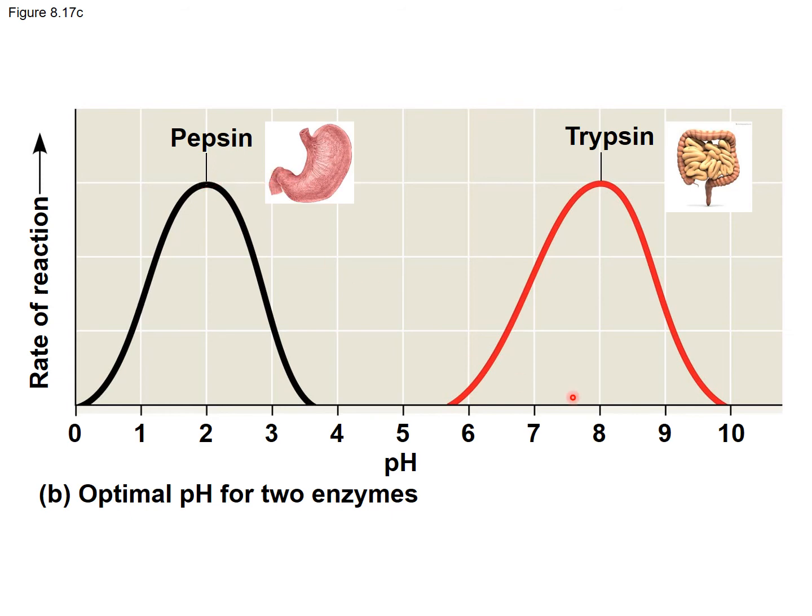And then we have trypsin. It's found in the small intestine. It helps break down foods. In the small intestine, it's going to be more alkaline, and of course, its greatest activity is going to be in more alkaline conditions. In this case, pH 8 is the preferred pH for trypsin.